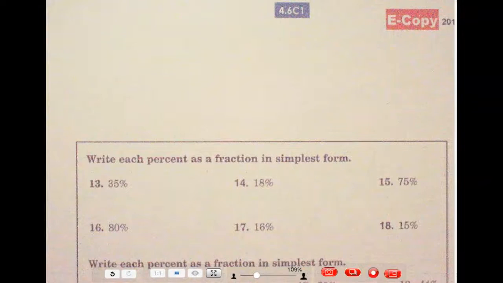Hi, this is a tutorial on 4.6C1. We're basically going to be writing percents as a fraction in simplest form. Let's take a look at 35%. Well, the first thing we need to do, we're going to go backwards here. We're going to go from a percent to a decimal to a fraction.